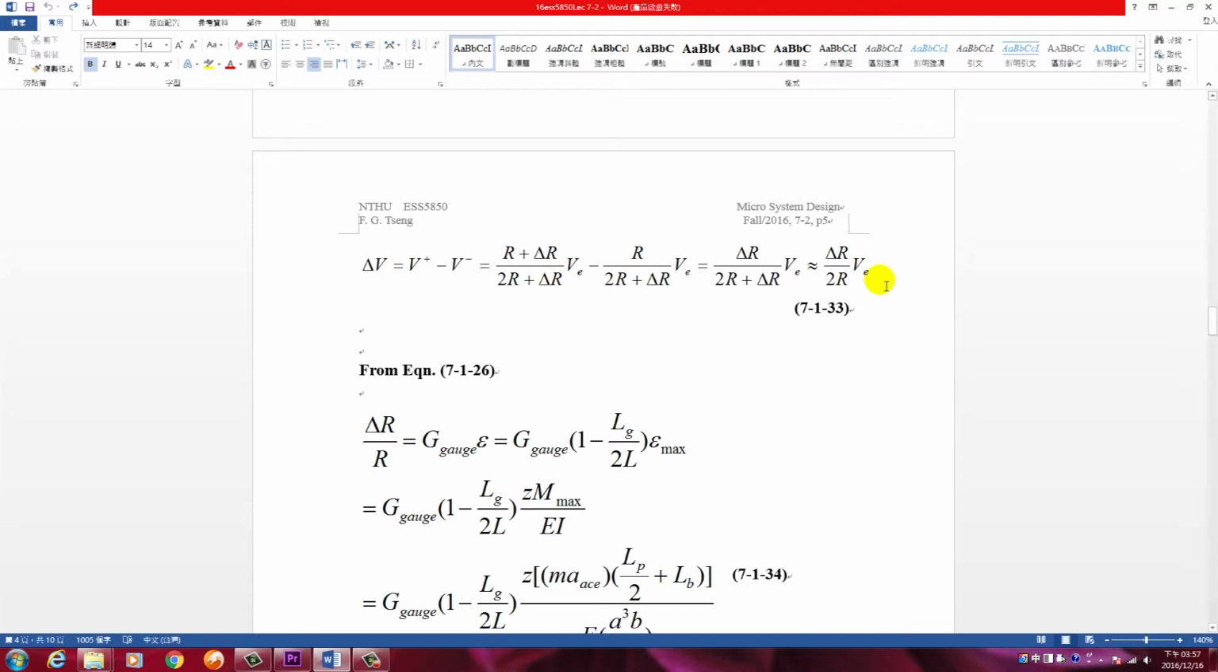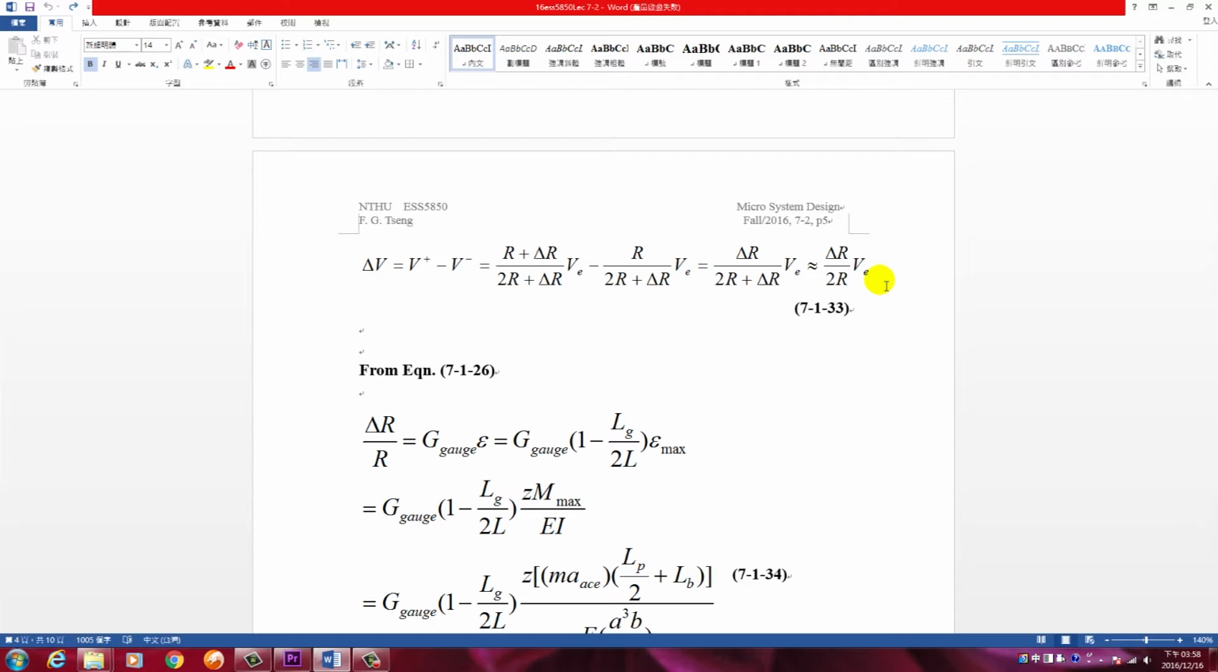Okay, so the difference will be the voltage variation here. In the end you'll find the voltage difference is proportional to the resistance change. This is a linear relationship. If you want a higher voltage change, you need a higher resistance change. That means you need to put your sensor in a region more sensitive to the strain variation. With a larger strain variation, you get a larger resistance change, and you also get a higher voltage change.